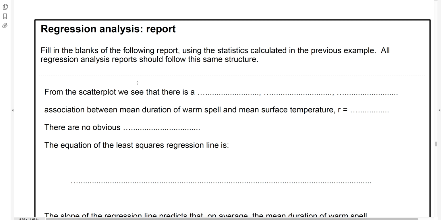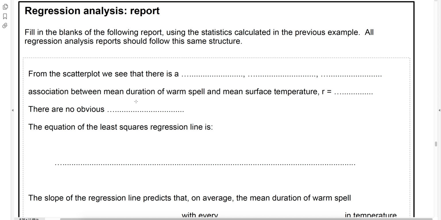What we need to do to finish off is to fill in the blanks here. So this is the structure I would like you to use. You would always use this structure when you are performing a regression analysis. So what we say is, from the scatter plot, we see that there is a strong, positive, linear association between mean duration of warm spell and mean surface temperature. That is what we can see when we first draw the scatter plot. So we mentioned the two variables that are being plotted together here.